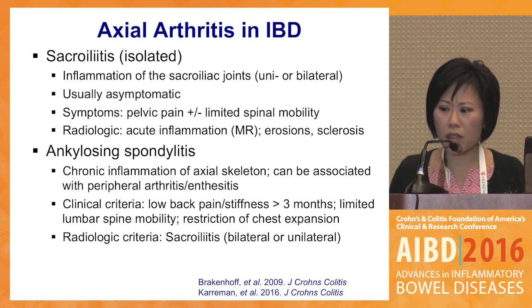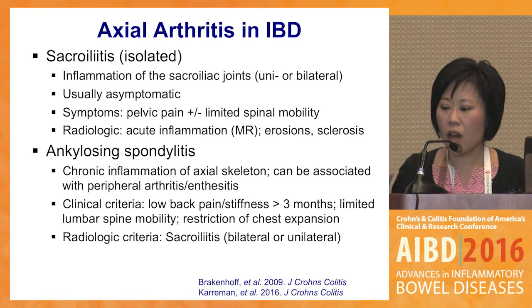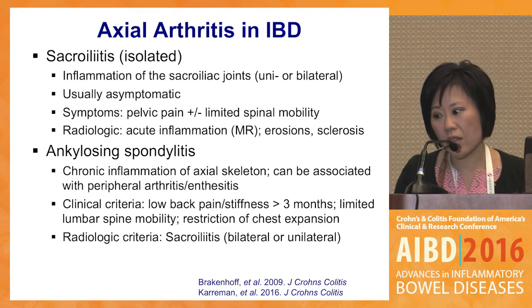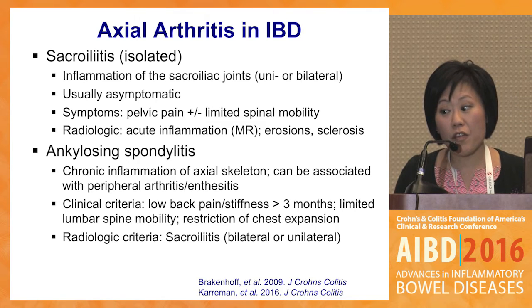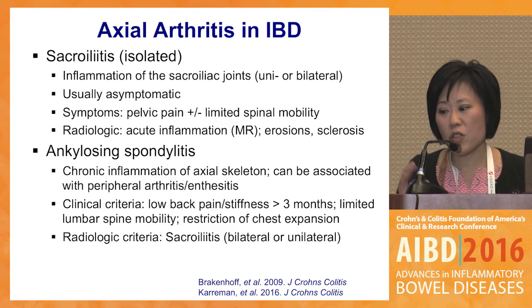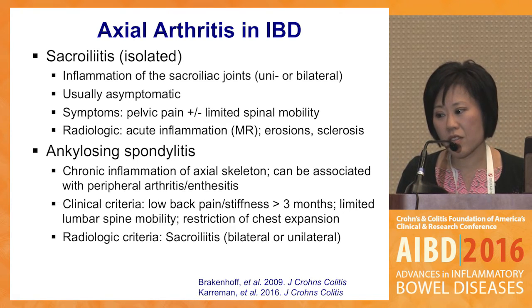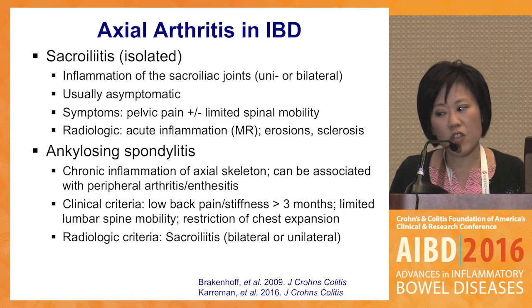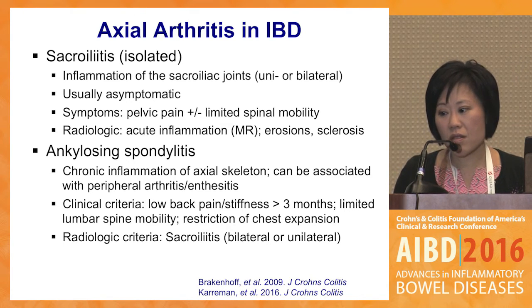Whereas ankylosing spondylitis will involve a lot of the things that you see with sacroiliitis, again, refers to the chronic inflammation of the axial skeleton, can have peripheral spondyloarthropathies associated, and there are clinical criteria. So you've got, this is where you do have more of the symptoms, low back pain and stiffness for greater than 3 months with limited lumbar spine mobility, and sometimes you could have restriction of chest expansion as well. And radiologically, you find sacroiliitis.